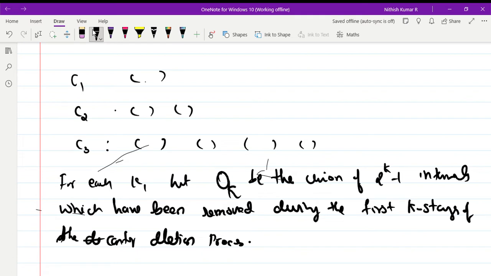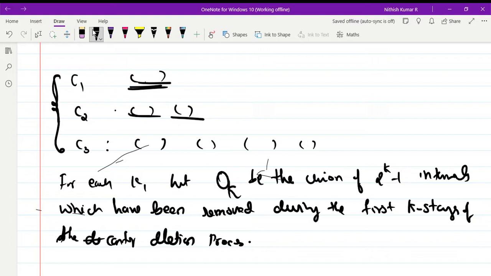O1 means this interval, O2 means this interval union this interval union this interval. That's the open intervals removed in the construction of C1 and C2. And O3 is nothing but the open intervals removed in the construction of C1, C2 and C3. So O_k is the open set obtained by taking the union of open intervals removed from the construction of C1 to Ck. So we get 2 to the power k minus 1 intervals.